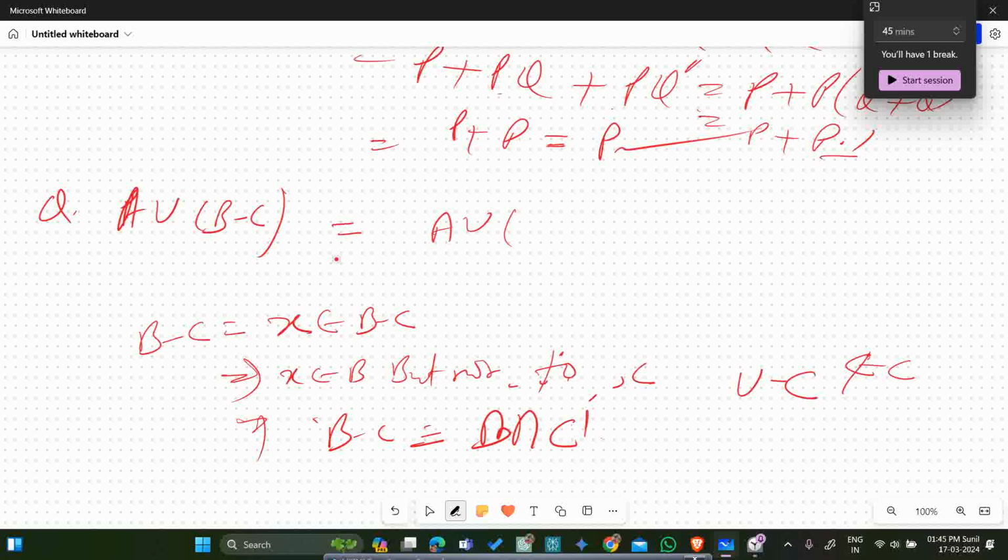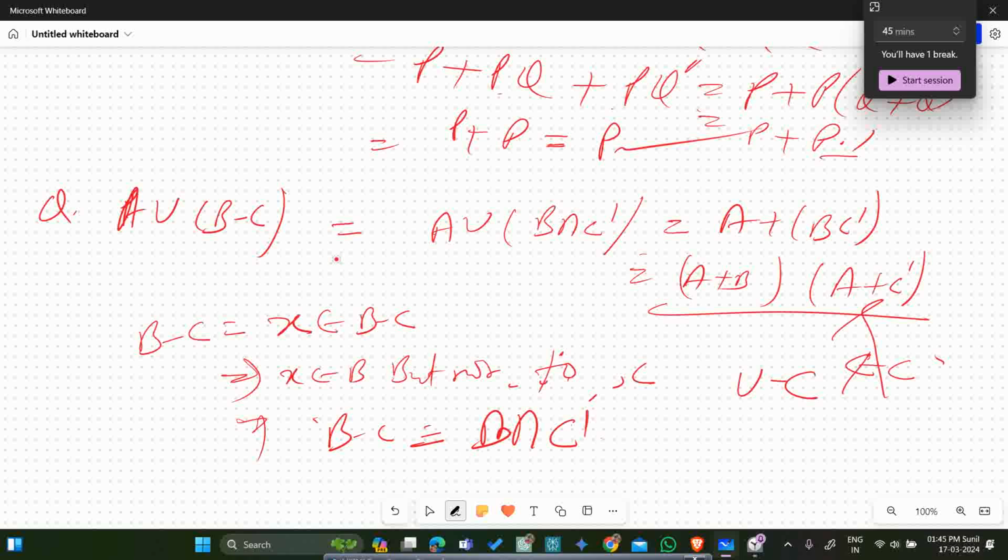Now A union B and C complement, and we can change it to Boolean algebra A plus BC bar, and what we can do is distribute it like this: A plus B and A plus C bar, right? This is the final answer here. This is the final answer.